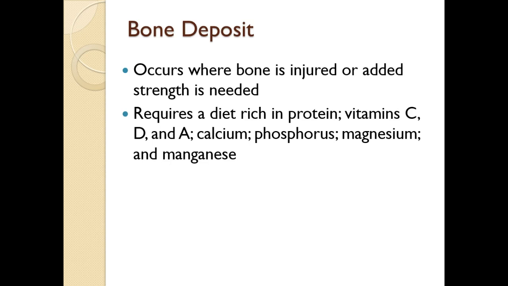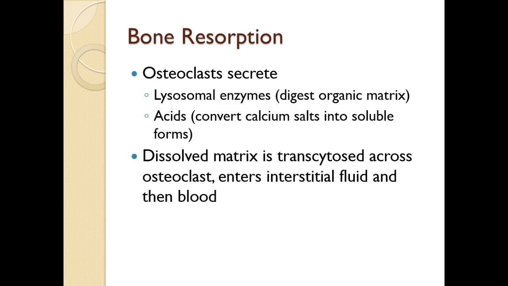All right, so it requires a diet rich in protein. Diet is also important in bone growth. Exercise alone won't do it. You also have to have a diet rich in protein and also vitamins C, D, and A, and also calcium, phosphorus, manganese, and magnesium. Those are some of the components needed within the bone matrix, so we have to help the body out by providing the bones with that material.